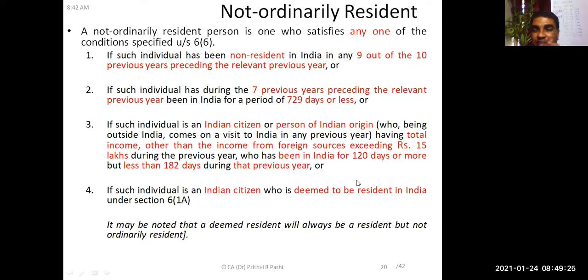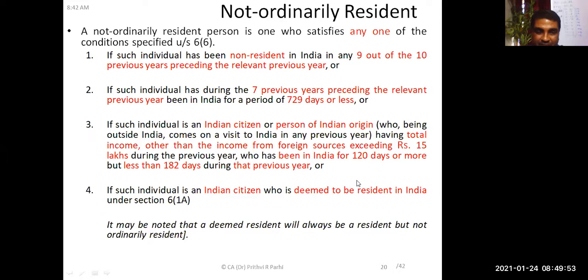What is the condition? He should be an Indian citizen or a person of Indian origin coming to India, and his total Indian income should exceed rupees how much? 15 lakh. Right. And he should have stayed how many days? 120 days or more, but less than 182 days. Are you getting the third condition?